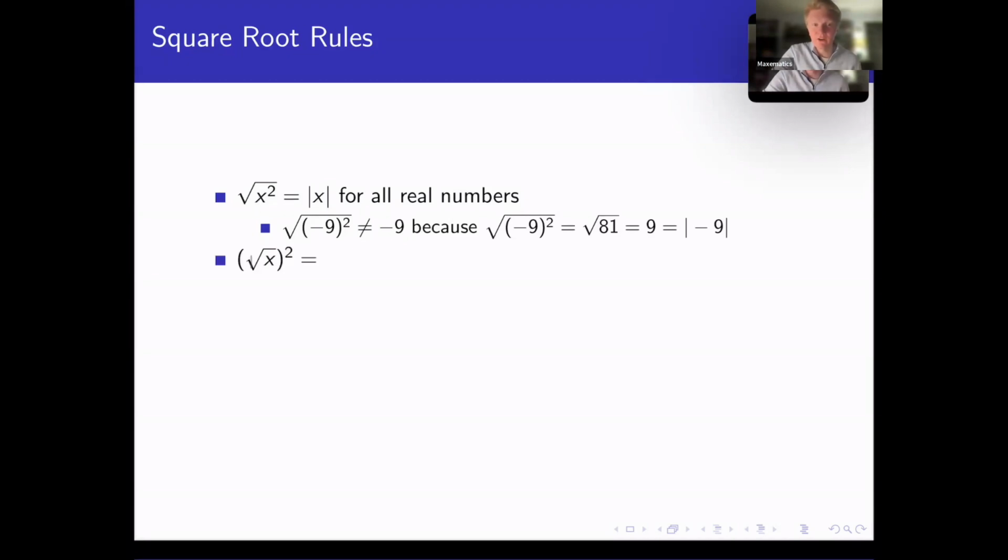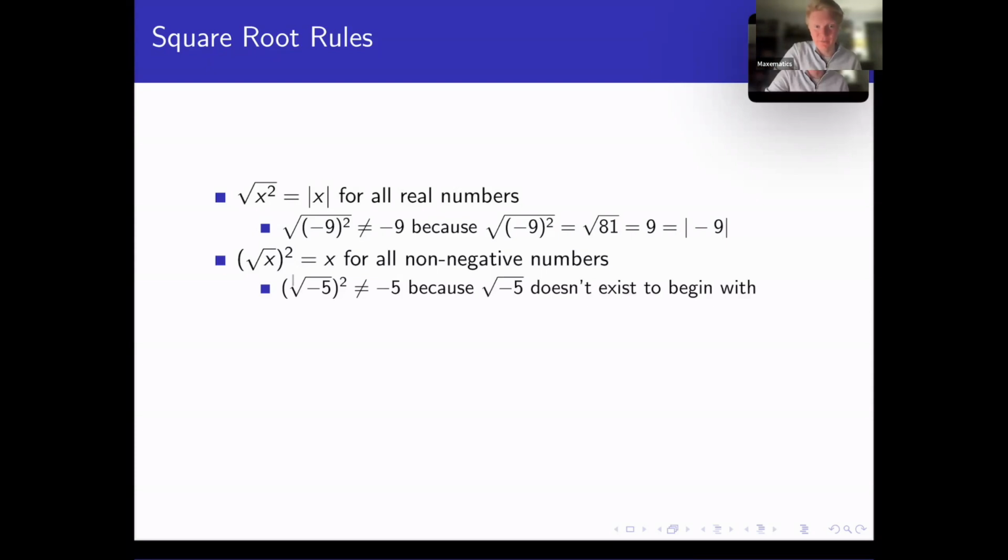Similar rule: the square root of x, whole thing squared, is x for all non-negative numbers. We want to make sure that these numbers are non-negative because the square root of -5, whole thing squared, isn't -5. This is because the square root of -5 doesn't exist to begin with. If this part can't exist, then when you square it, it still doesn't exist. We're going to come back around to what we can do with this in a couple of sections in 1.4. But for now, we're just going to say it doesn't exist. We can't do that.